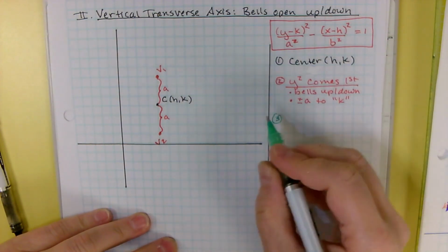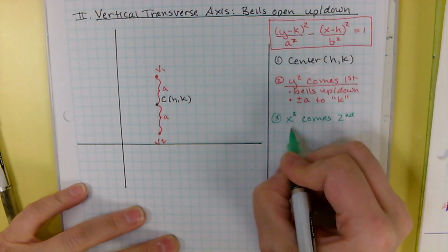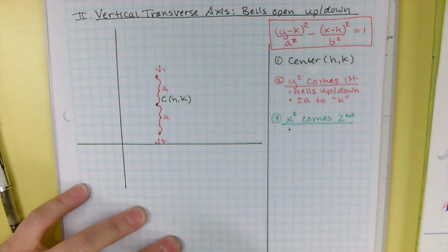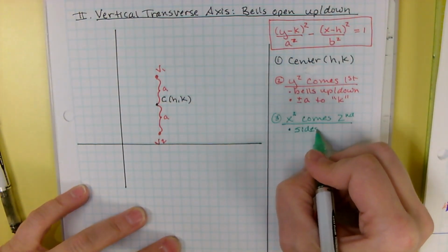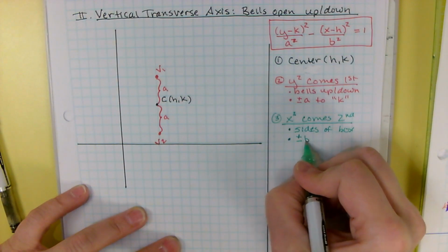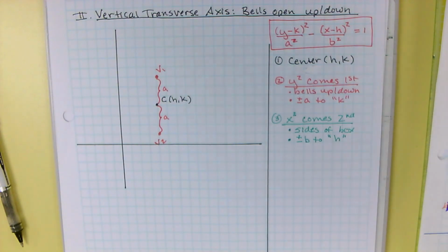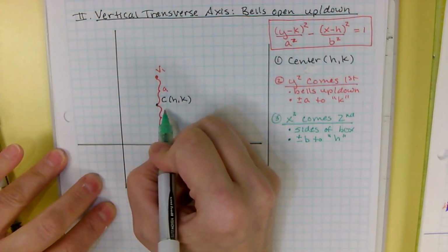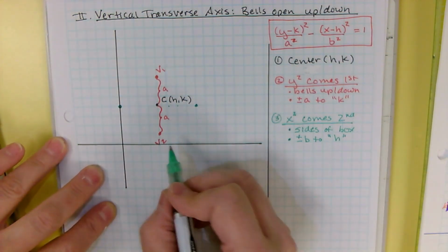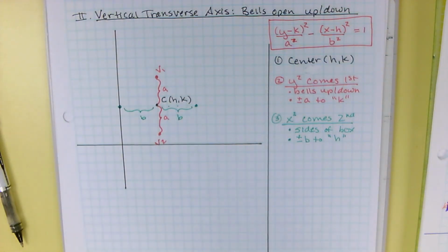Okay, number 3. The x squared comes second. So when the x squared comes second, it tells you that in the x direction are going to be the sides of the box. And in this case, it means you're going to add and subtract b to the h of the center. So let's say that b is 4. So count from your center 4 right and 4 left and make a dot. 1, 2, 3, 4. 1, 2, 3, 4. And again, that's a distance of b from the center.